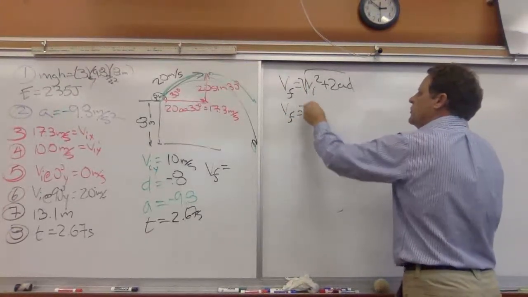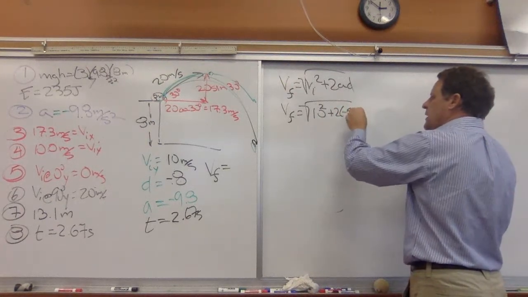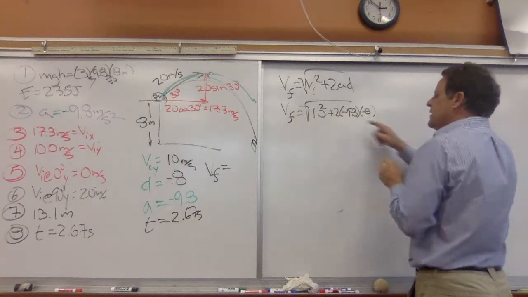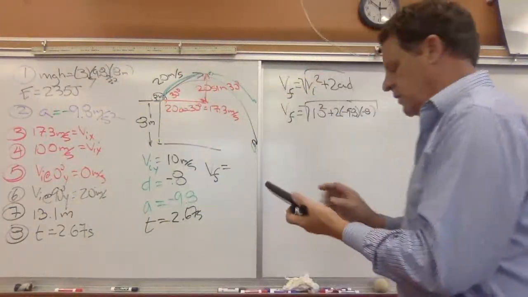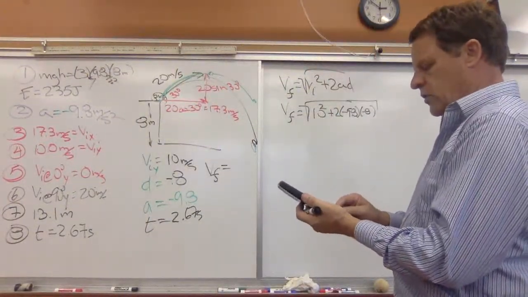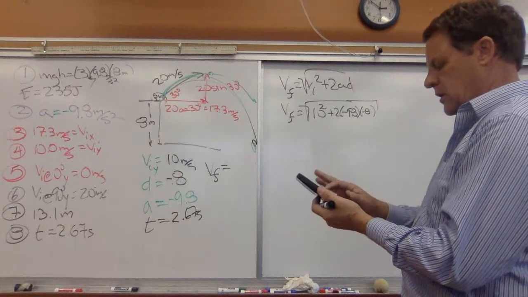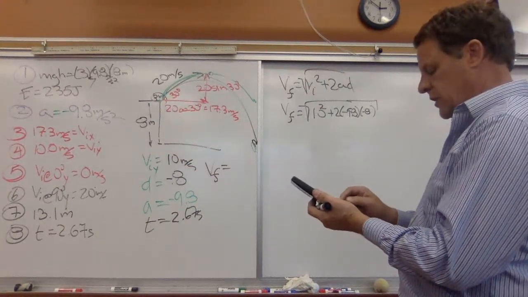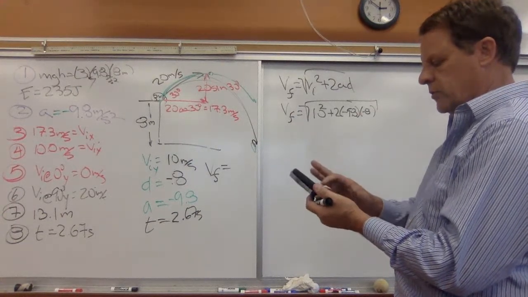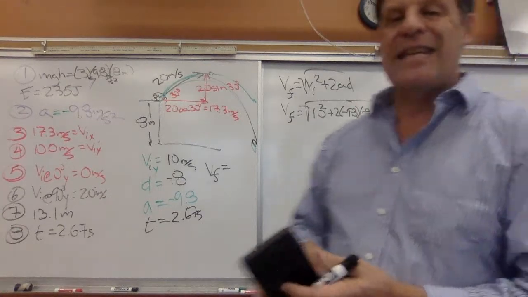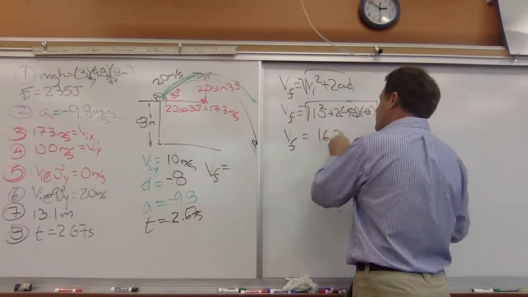V final is equal to the square root of 10 squared plus 2 times negative 9.8 times negative 8. These two end up turning positive. So we're going to have 10 squared plus 2 times 9.8 times 8 gives us 256, and we'll take the square root of that, and we'll get 16.0. So our V final is 16.0.